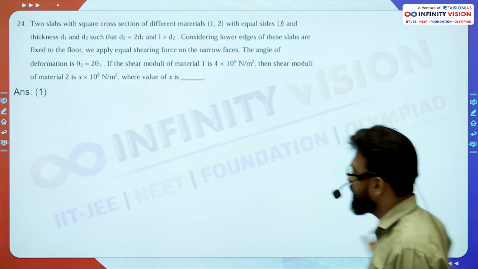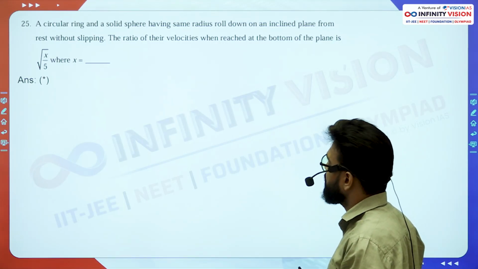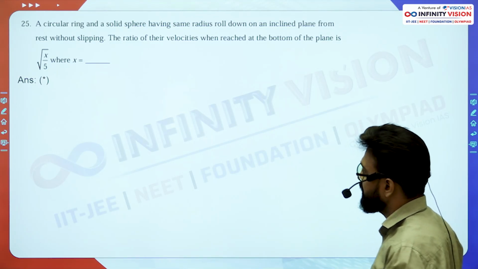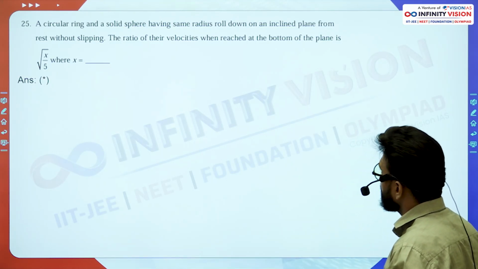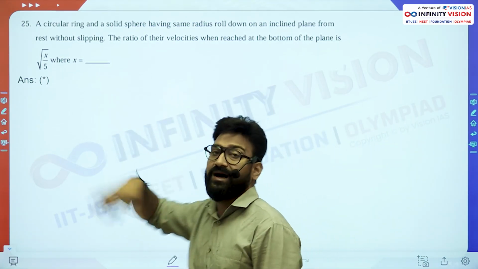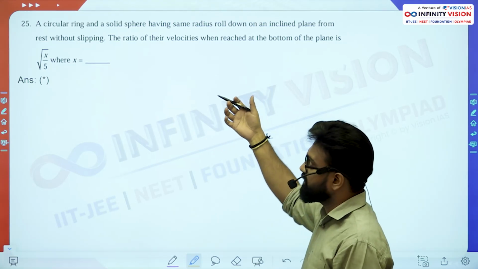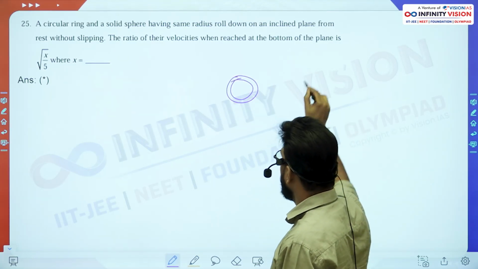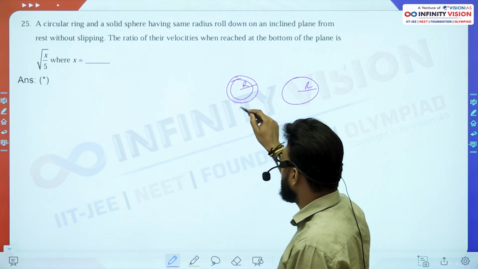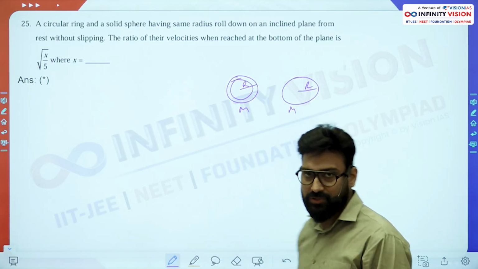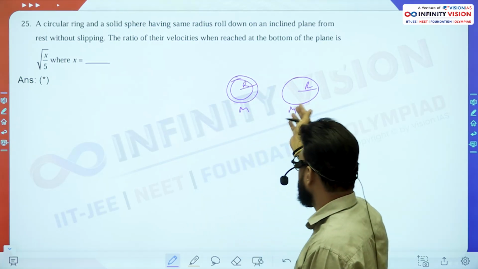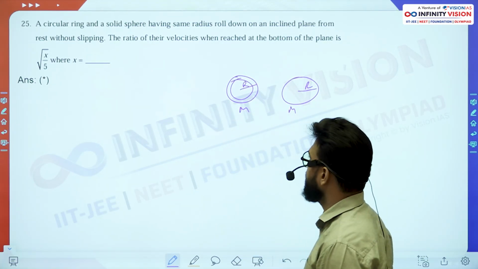Next, a circular ring and a solid sphere having the same radius roll down an inclined plane from rest without slipping. The ratio of their velocities when they reach the bottom of the plane is already given to you. In this particular question, the mass is not given. Only it has been said that the circular ring and the solid sphere have the same radius. I'm going to take the mass of these two as the same, otherwise you won't be able to solve it. This is not given in the question, so I'm taking it as same, then we would be able to solve it.